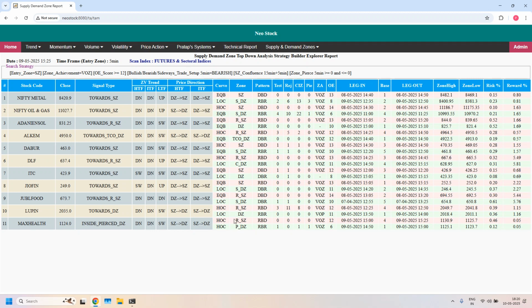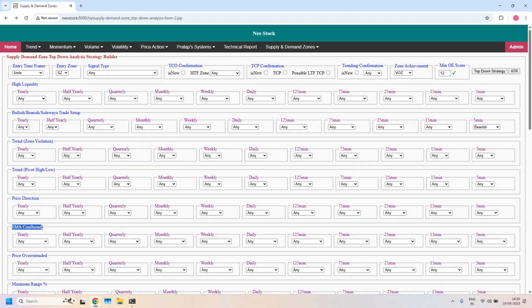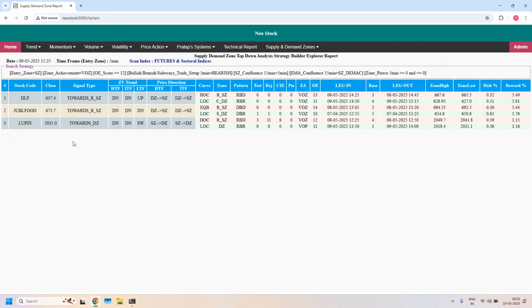In all these 11 stocks, 5 minute supply zones are overlapped with 15 minute supply zones. And 15 minutes trend is down, ITF trend down on all the stocks. So let's further filter based on EMA confluence. In the EMA confluence at 15 minutes time frame, I am checking any 15 minute supply zone having daily EMA confluence. So 3 stocks are filtered. So probably these 3 15-minute supply zones are having more probability to get success.